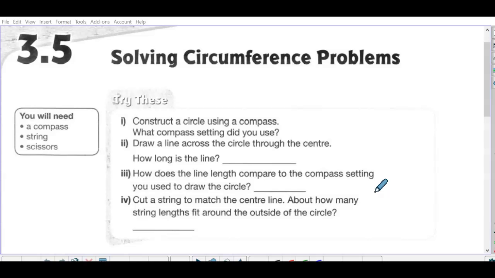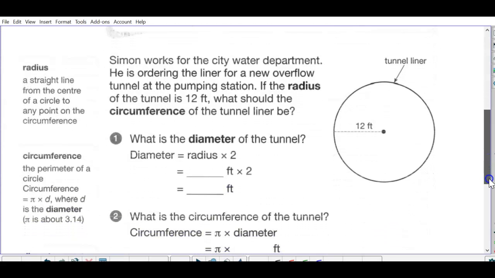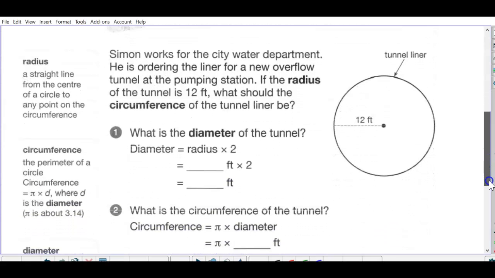It does say that you will need a compass, string, and scissors. We're not going to form a circle together. We're not going to construct that, so we're going to skip this. You've done that before, as I said, in earlier years. Let's take a look at some of the actual calculations.